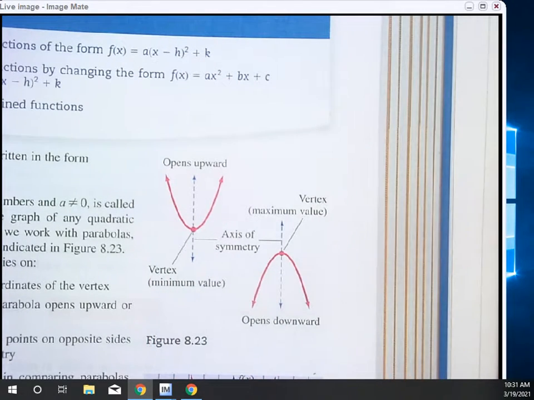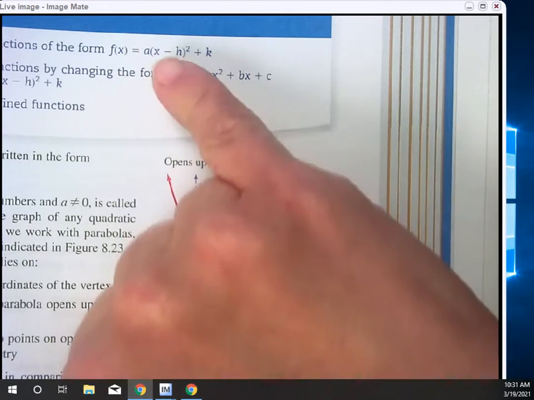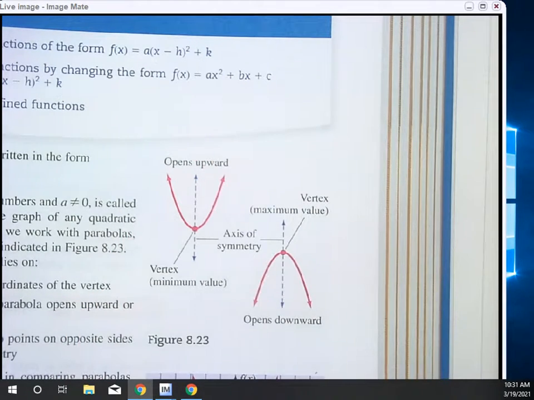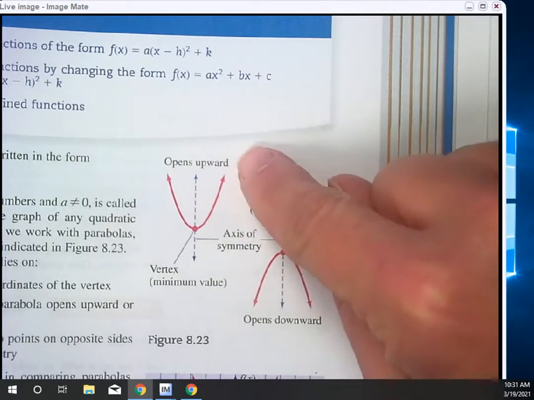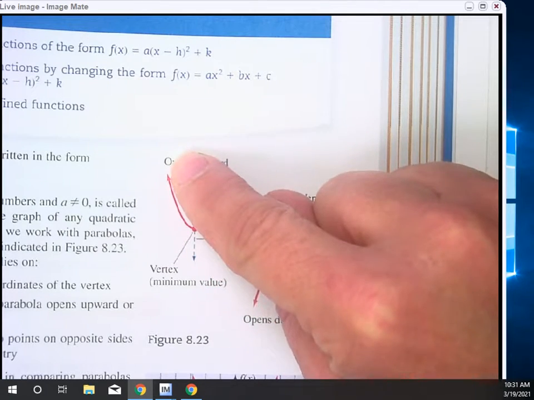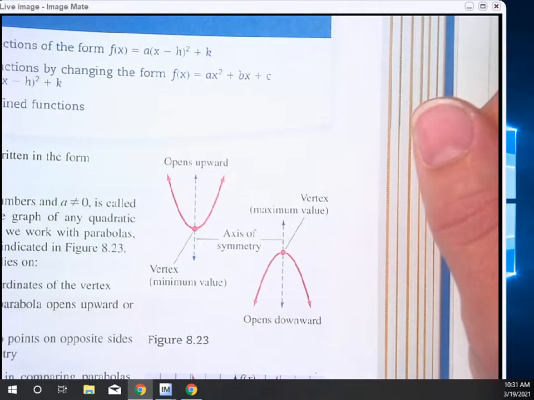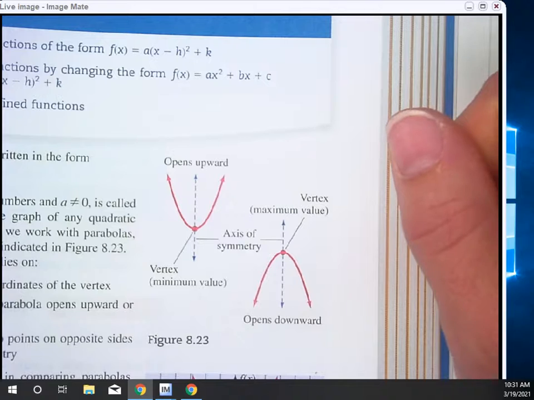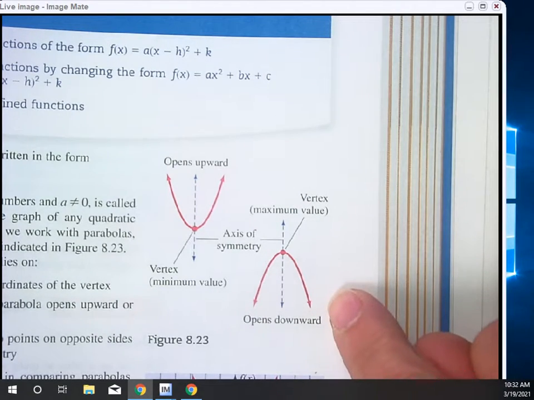Now, there is something that both of these have in common. These a values are going to be the same. If that a value is positive, your parabola, which is the name of the graph of a quadratic function, points up. If that value is negative, it's going to be turned upside down.